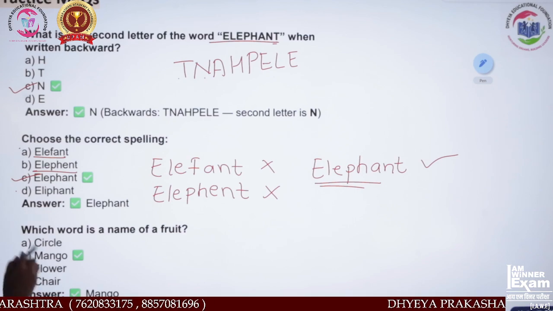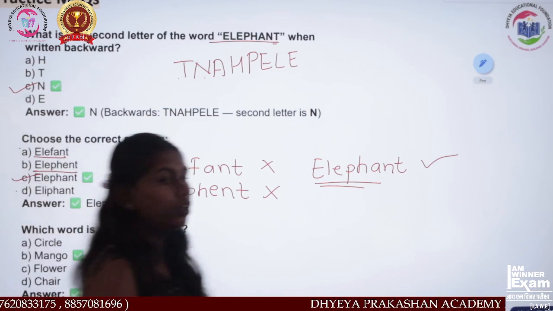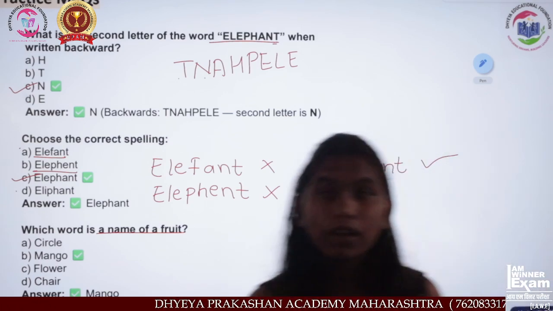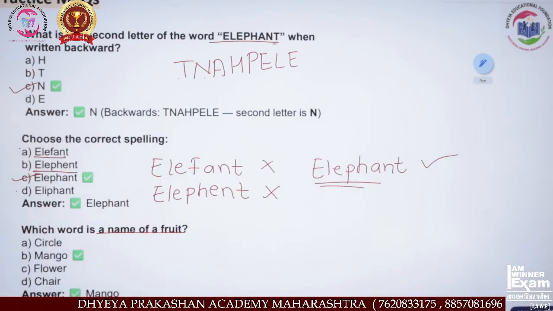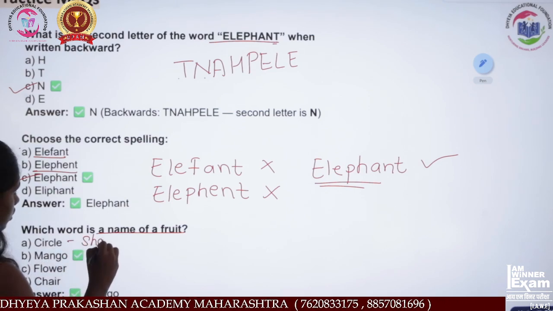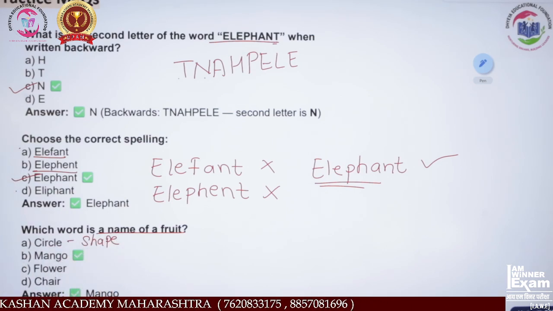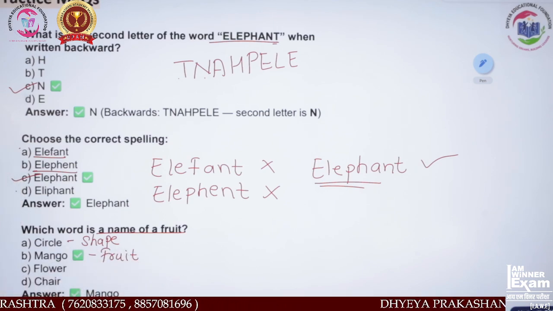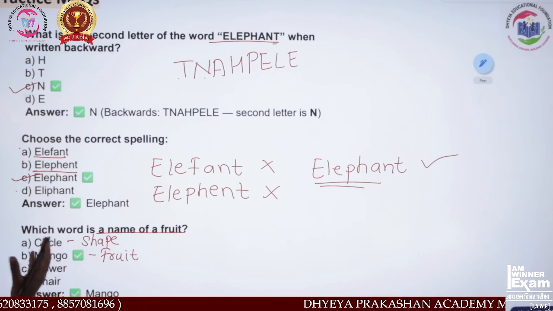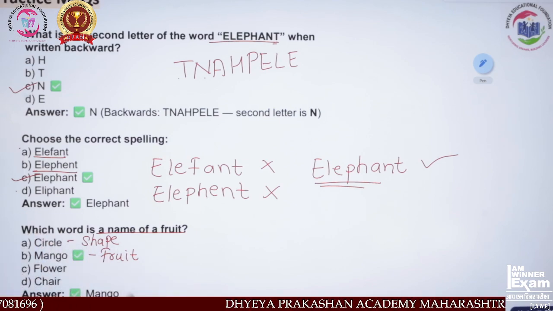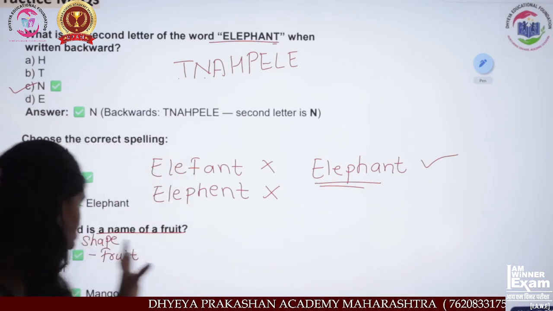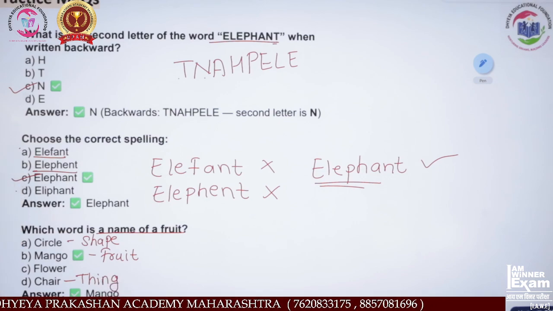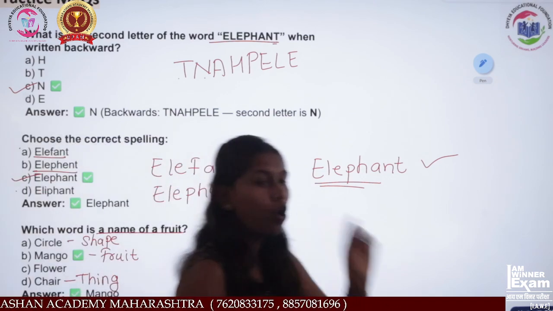Then next, which word is the name of a fruit? Now from these words, which is the name of a fruit? So circle is a shape, right? Circle is a shape, so it is not a fruit. Then mango is a fruit. Okay. Then flower, now flower is a flower like rose or lily, lotus are all flowers. Then chair, and chair is a thing.